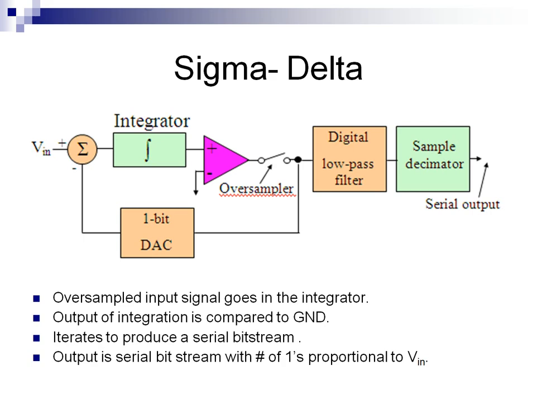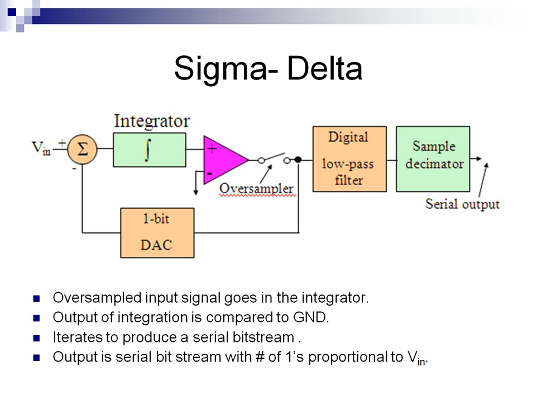The last one to talk about is the Sigma Delta. And the way that this operates is that the oversampled input signal goes in the integrator, and the output of the integrator is compared to ground. Then it iterates to produce a serial bit stream, and the output is a serial bit stream with a number of ones proportional to VIN. This is probably the most complicated way of doing ADC, but it's one of the cheapest ways in it being implemented into hardware.